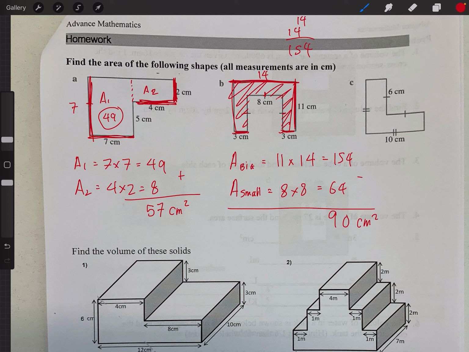Now the next one, I'm going to use the subtraction method. I'm going to take the area of this big square, you can tell it's a square, that's 10, this must also be 10. And subtract the area of the little square, which is 6 by 6. So that's 10 times 10, 6 times 6, this will be 100, and this will be 36, and do a takeaway, get the answer there. Also in centimeters squared, okay?